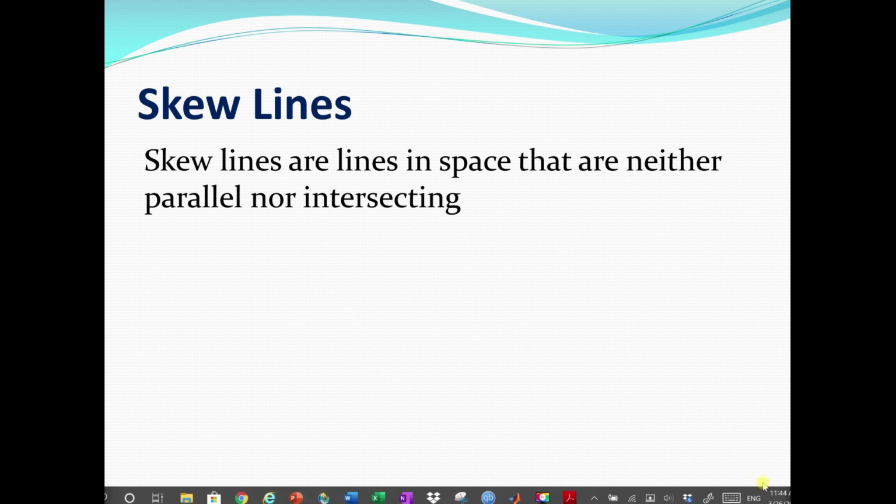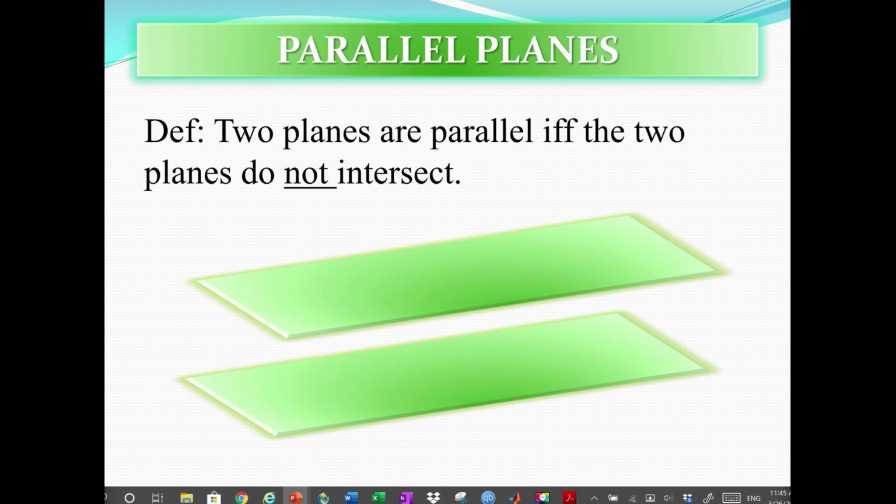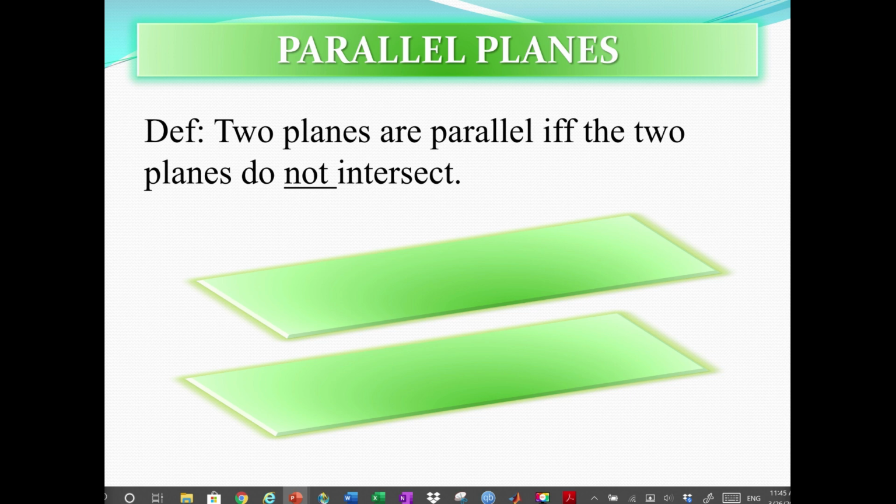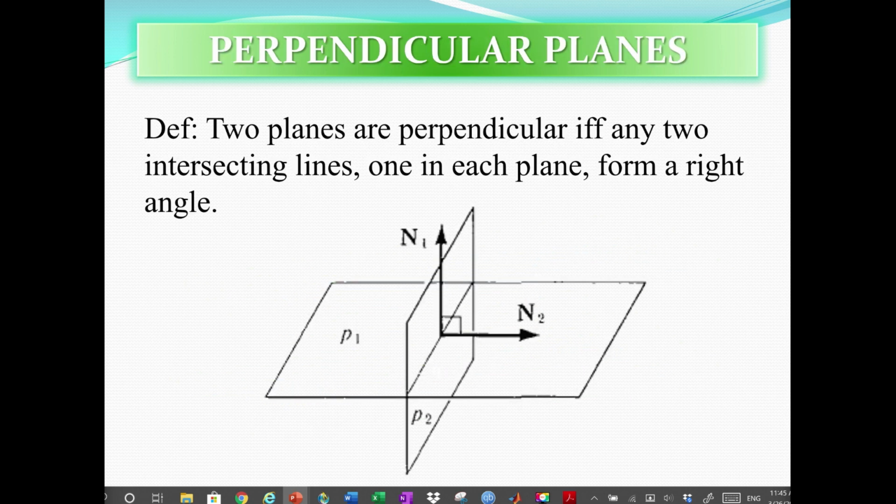What about planes? How do we define parallel planes, perpendicular planes, or skew planes? We learned in the second unit that two planes are parallel if and only if they do not intersect, as shown in the figure. Similarly, perpendicular planes are defined as planes that intersect. And also, as you can see in the figure, two planes are perpendicular if and only if any two intersecting lines, one in each plane, form a right angle. We'll talk more about angles later.